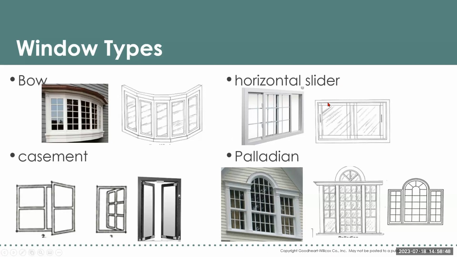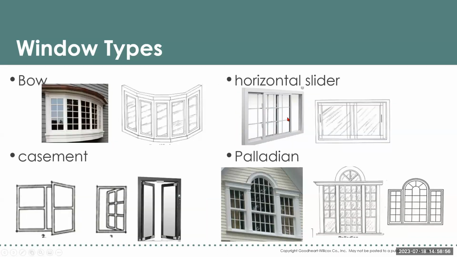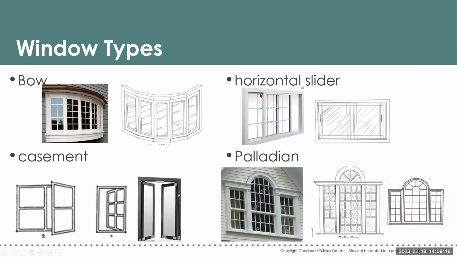Now, the horizontal slider is the companion to the double hung. Most homes have both. I have both. The horizontal is basically a double hung, but tilted to the side. So you're opening one pane to the right or left. One part stays fixed while one can slide to the right or the left, whereas in the double hung, it slides up or down. So horizontal sliders, double hung, and fixed glazed are the three most common windows that we see, especially in California.